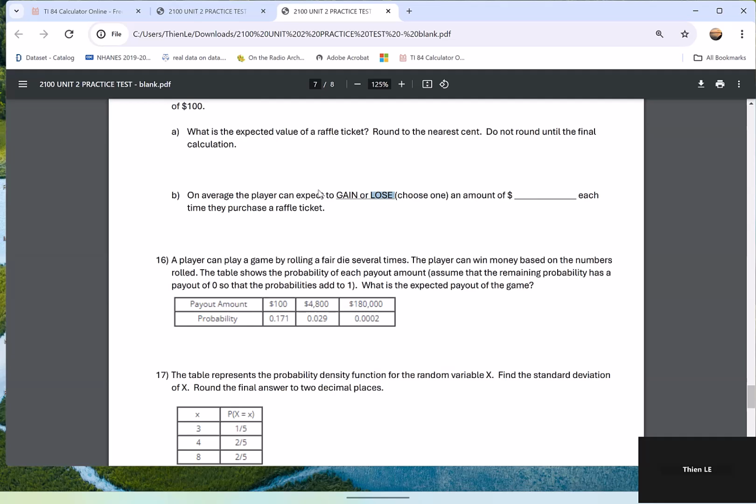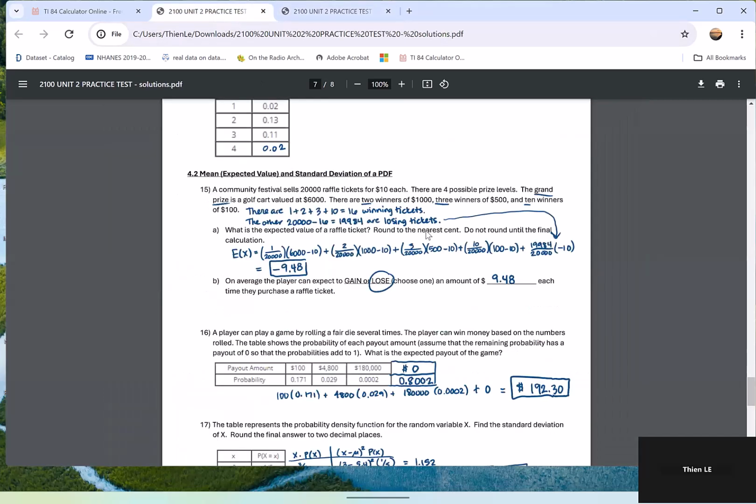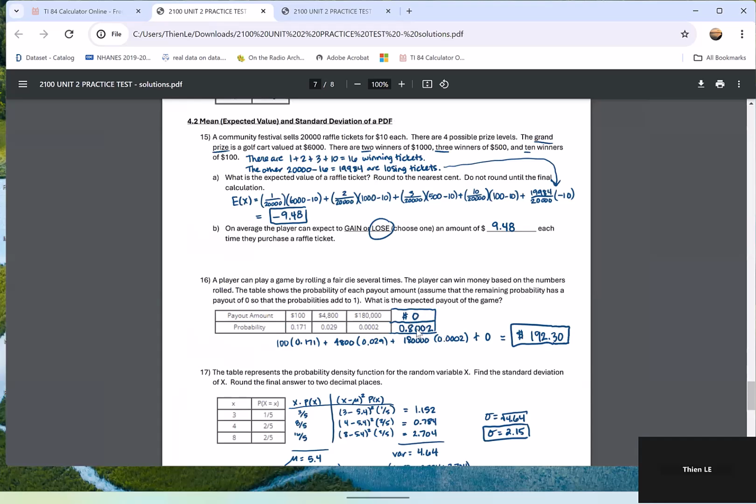So here you can also calculate the expected payout by using 100 times this, 4,800 times this, 180,000 times this, and plus 0 times the remaining probability, okay? You can complete the table. The remaining will be 0.8002. So in this case you plug in, and you get this much.